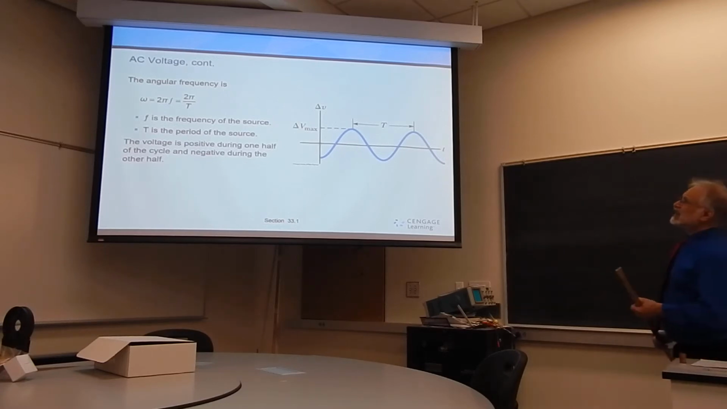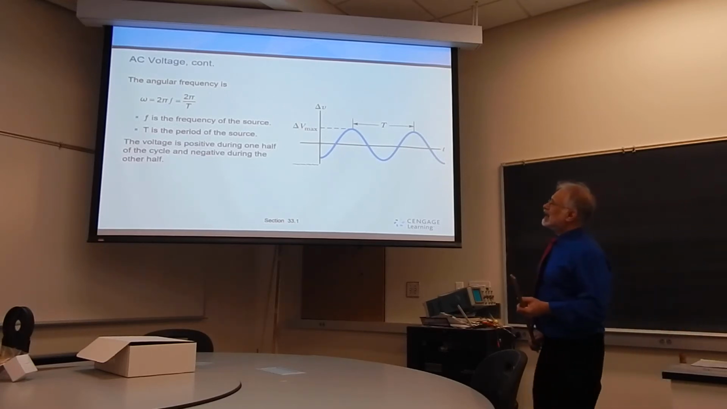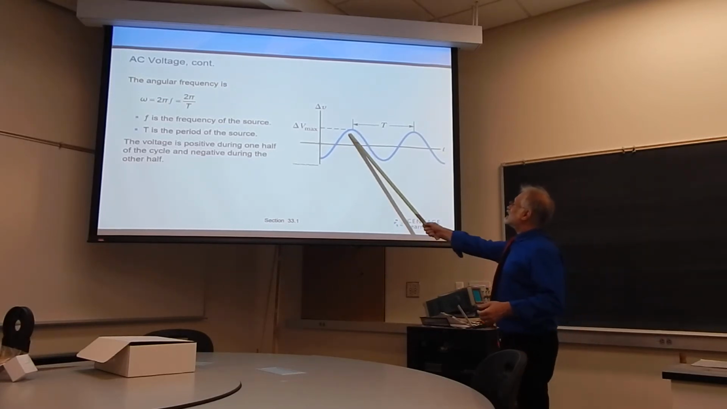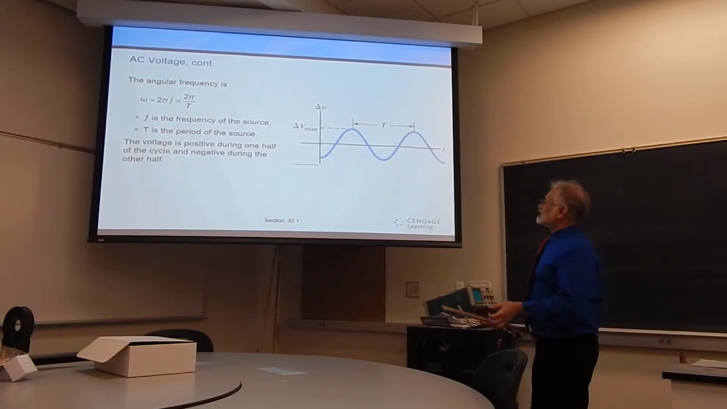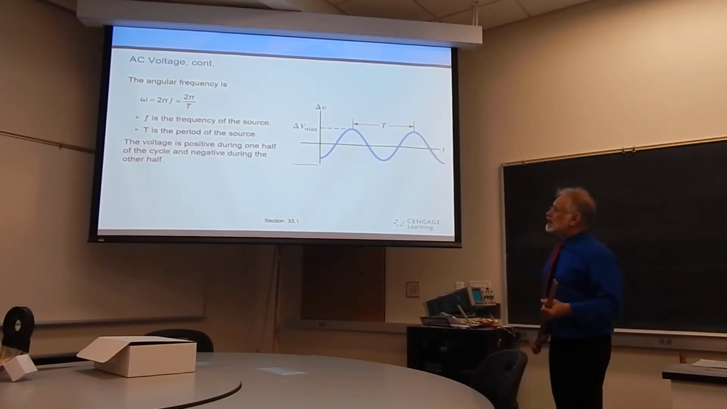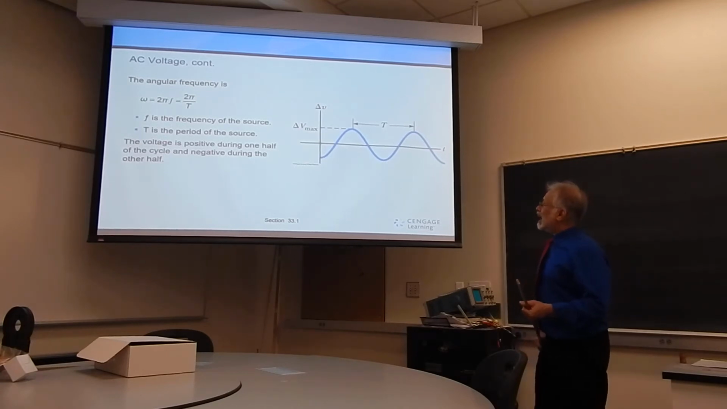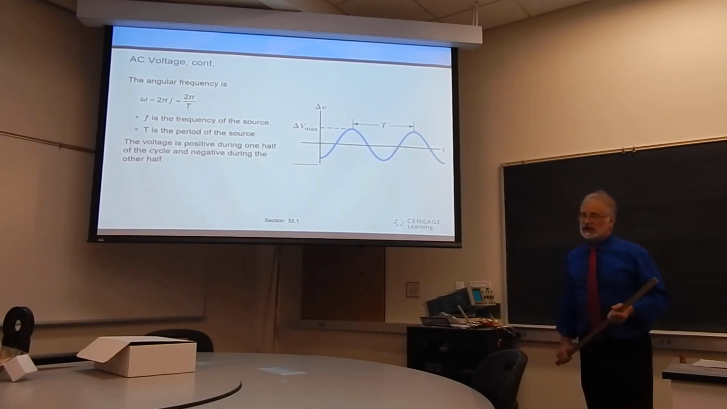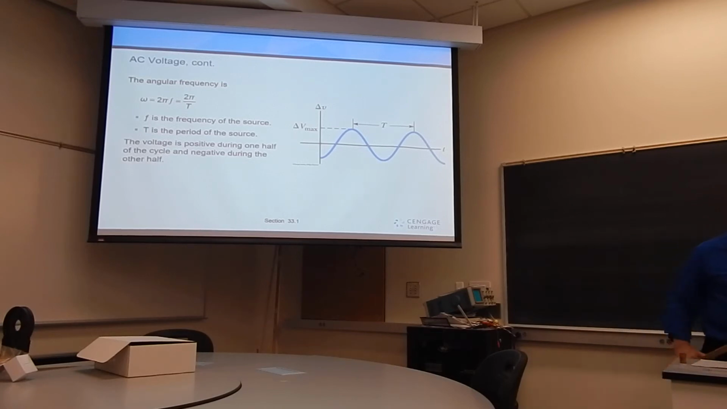We can calculate the angular frequency as 2 pi times the normal frequency, or 2 pi over the period of the source. Period, of course, is the time between, let's say, two successive peaks in the cycle, or two successive troughs. The voltage is going to be positive during one half of the cycle. It's going to be negative during the other half of the cycle. That's the way AC circuits work.